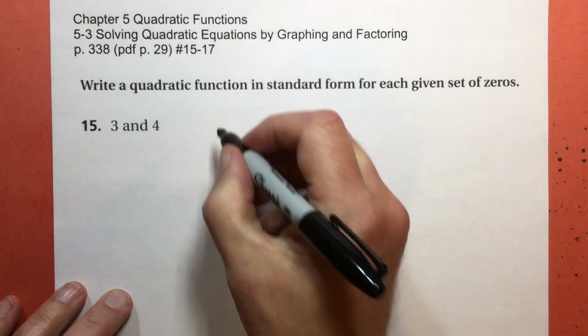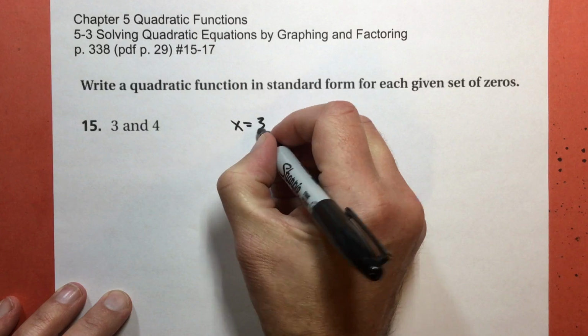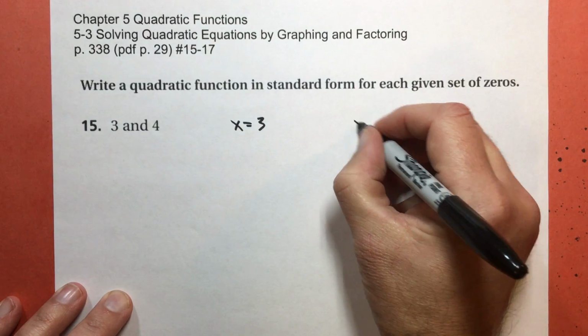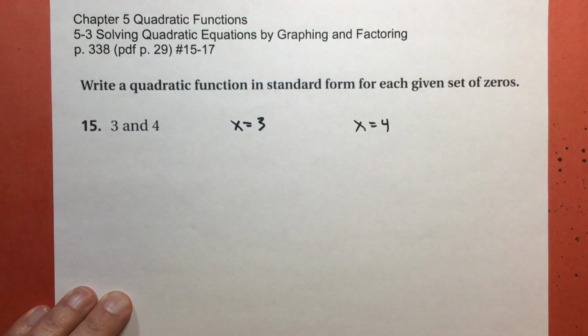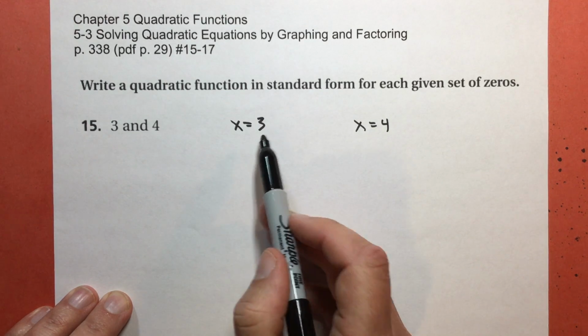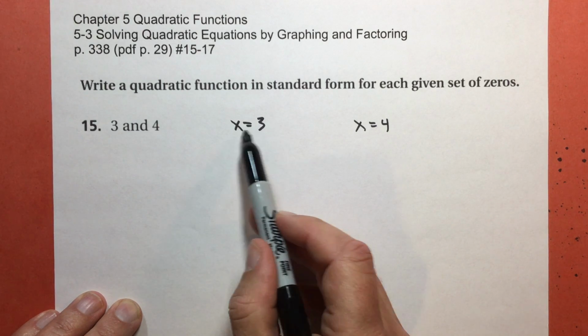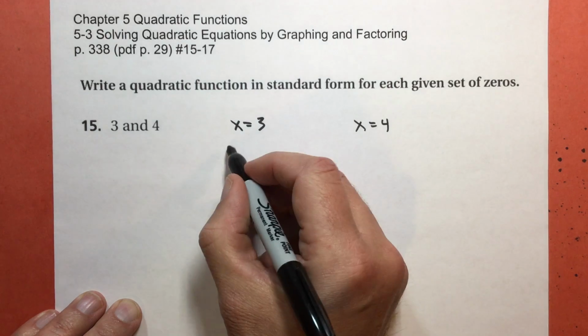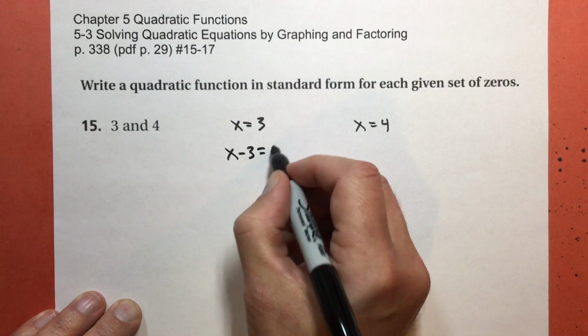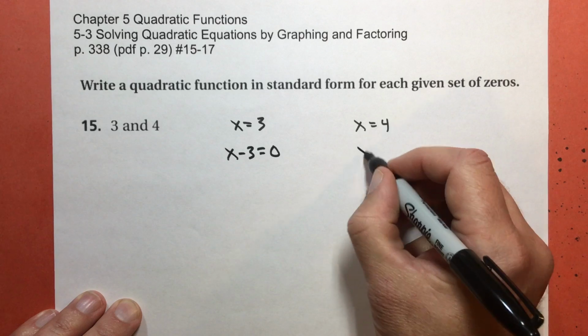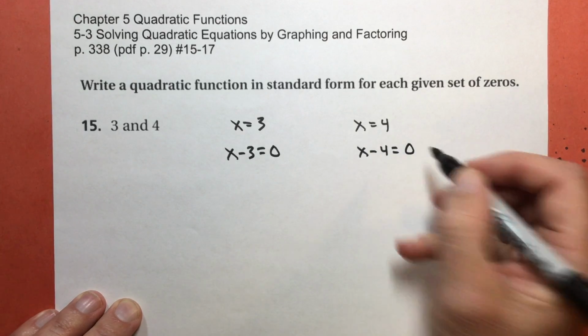So, first thing I have is that x equals 3. I also have x equals 4. Now, I'm going to go backwards and set both of these equal to 0 by adding -3 to both sides. x subtract 3 equals 0. And over here, x subtract 4 equals 0.